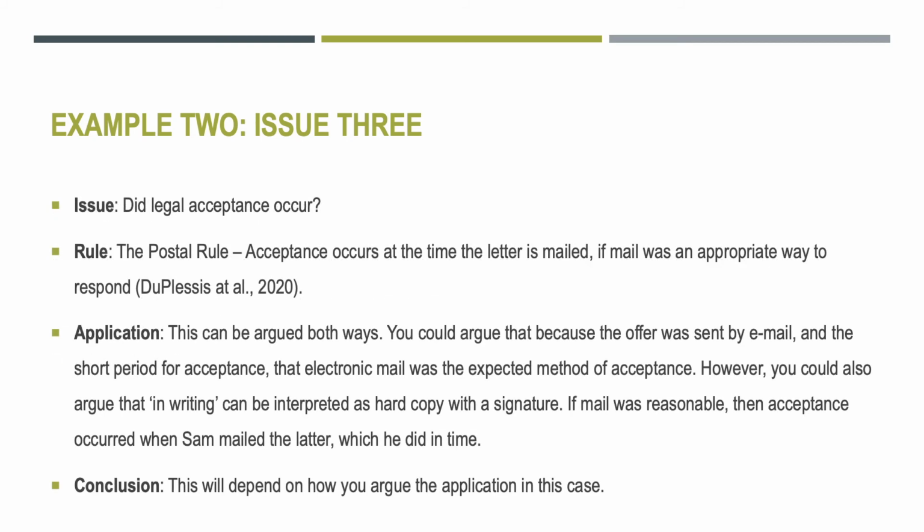So our second example is a bit trickier. This case is one where you could argue either way. So we're going to take a quick look at the facts. The offer was sent by email. You could imply from this that a proper way to accept would be through email. You could argue that Sue meant in writing to be email, and that given the offer was electronic and because the time period was short, regular mail was not an appropriate way to respond. If you argue that, then no legal acceptance has occurred and Sue can now charge a higher price.